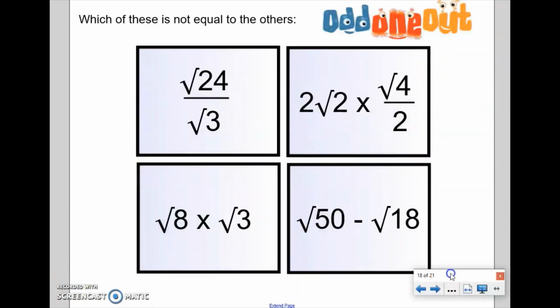Okay, next task. Again, you have the ability to pause the video at any time. For each of these boxes, could you simplify down to a single surd and find the odd one out? So 3 of these answers are going to be the same. 1 of the answers is going to be slightly different, making it the odd one out.